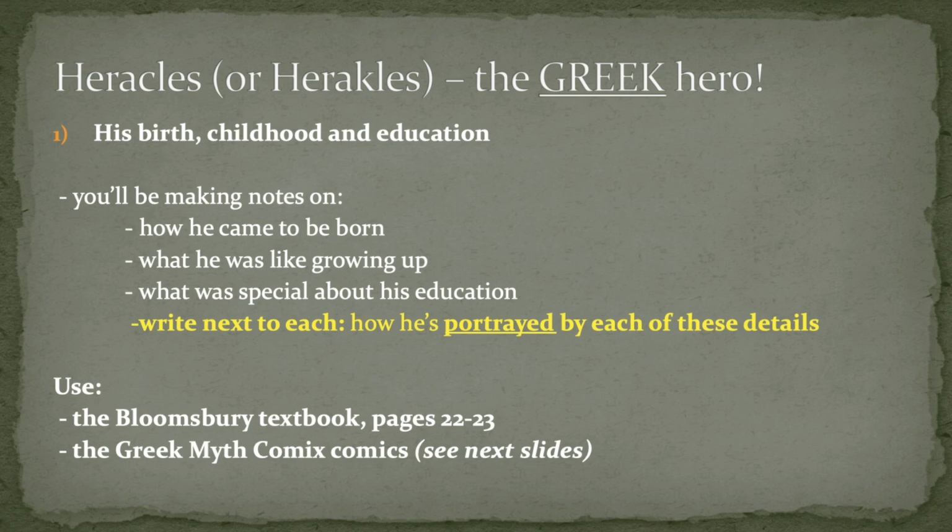So next to each thing that you jot down in bullet points, think about how he's portrayed by each of these details. So what does his interesting birth story tell us about him or make us think about him? What was the way he grew up like and how he was educated like in terms of making him who he became? So how was he portrayed to us as a hero or as a clever, insightful, special young man?